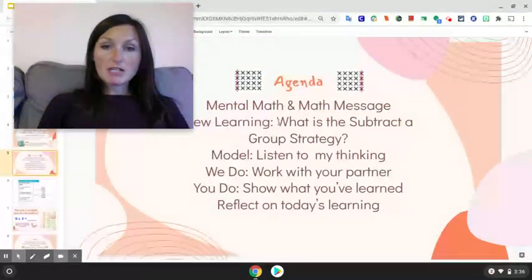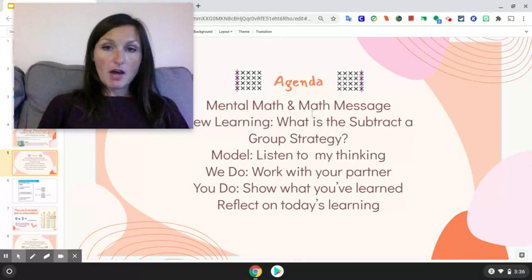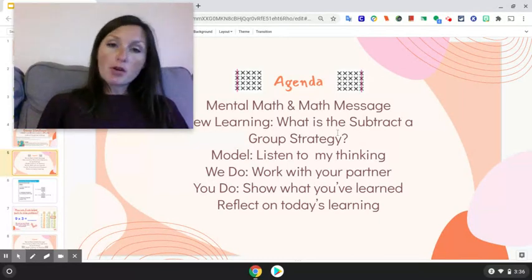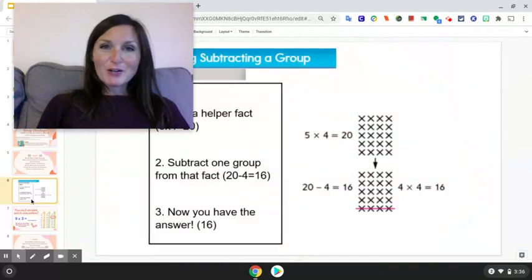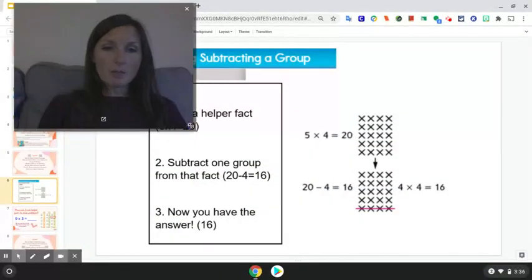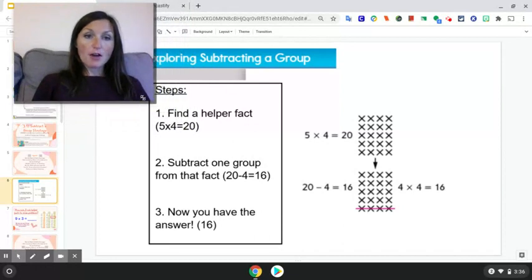So, our agenda today is we already did our mental math message. Right now, we're looking at our new learning of what the subtract a group strategy is. I'm going to pause the video before I get to my model. I'll show you that and then share with you the rest of the lesson. So, right here, there are some steps for us to follow. So here are our steps.